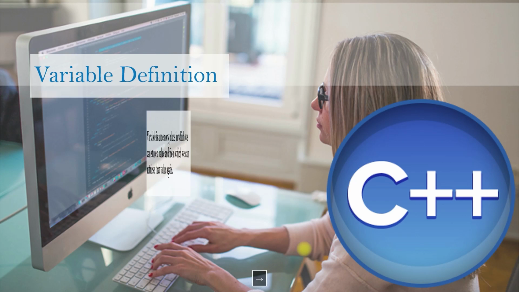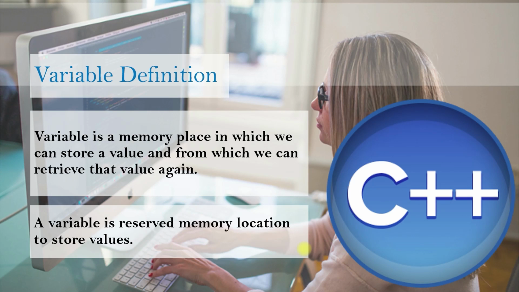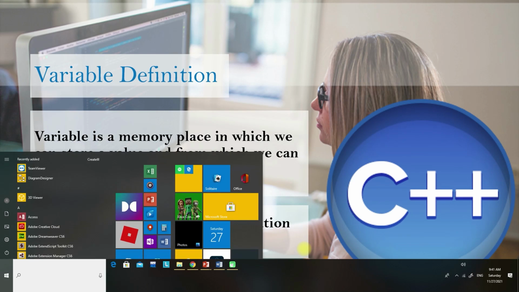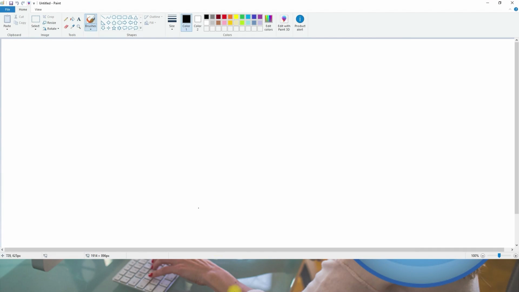Variable definition. What is a variable? A variable is a memory place in which we can store a value and from which we can retrieve that value again. Or in other words, a variable is a reserved memory location to store values. Let me give you more information and explanation about variable by using pens and drawing the memory shape.